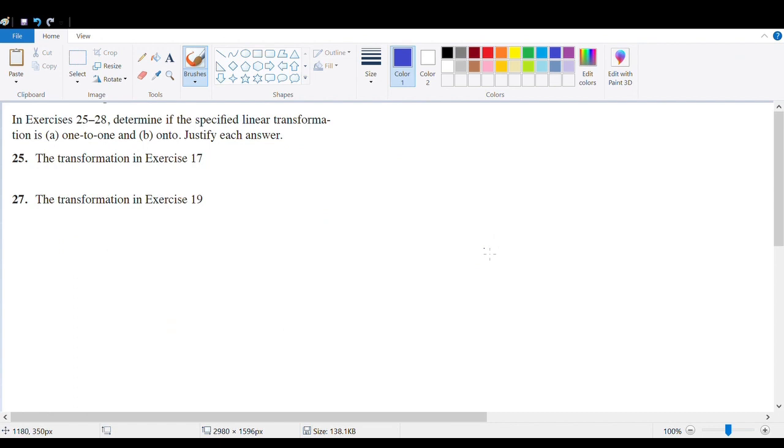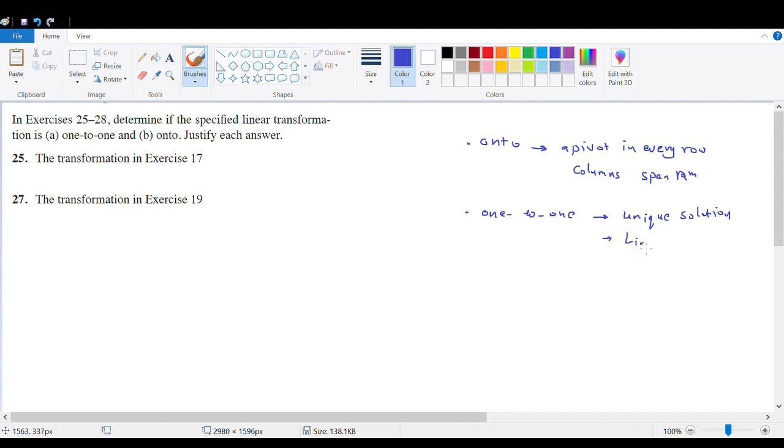Determine if the specified linear transformation is 1 to 1 and onto. Justify each answer. We know that the transformation is onto if we have a pivot in every row. And we know also that the columns span Rm. And we said that the transformation is 1 to 1 if we have a unique solution or if the columns are linearly independent.